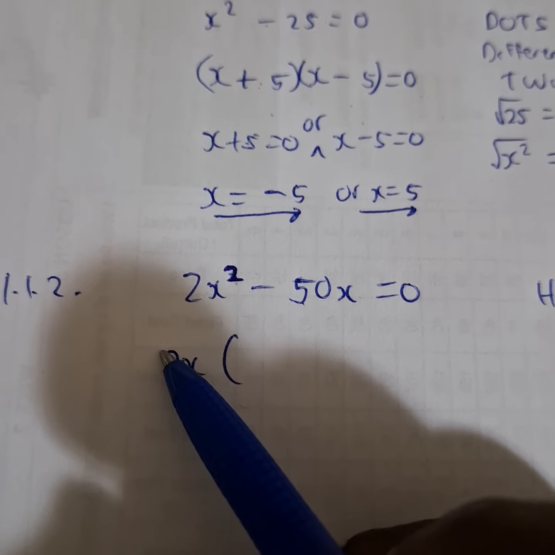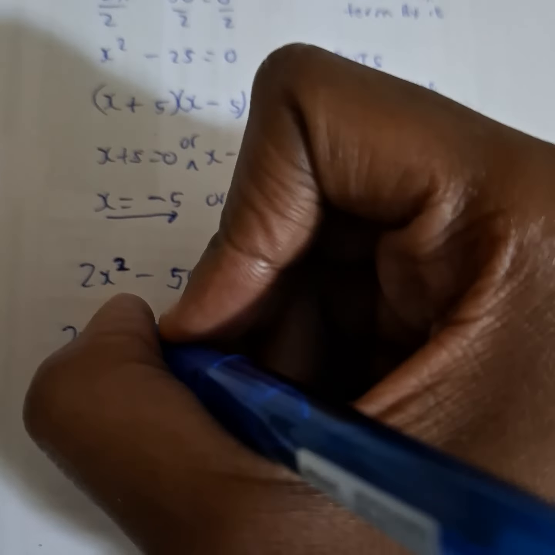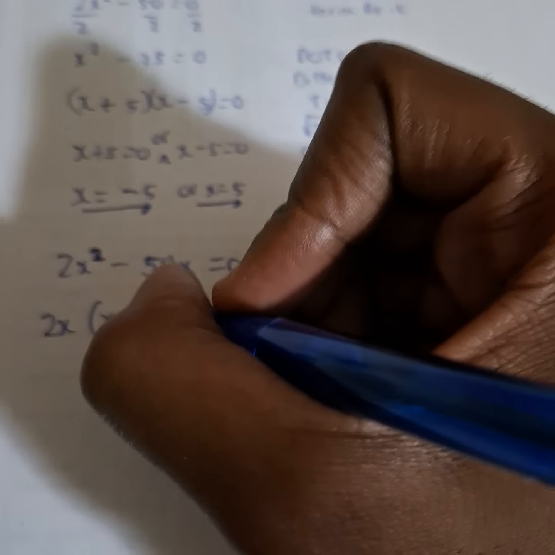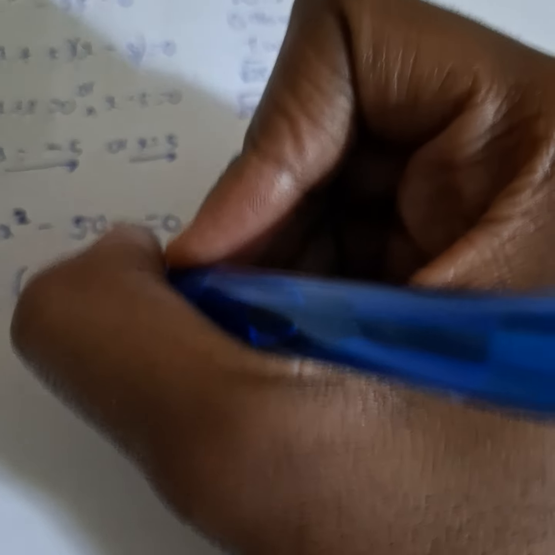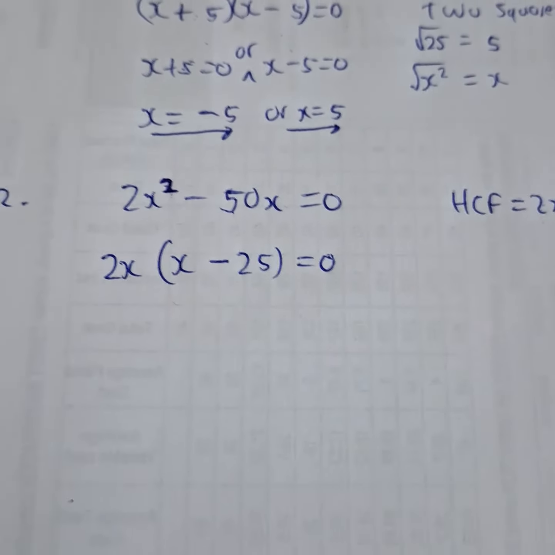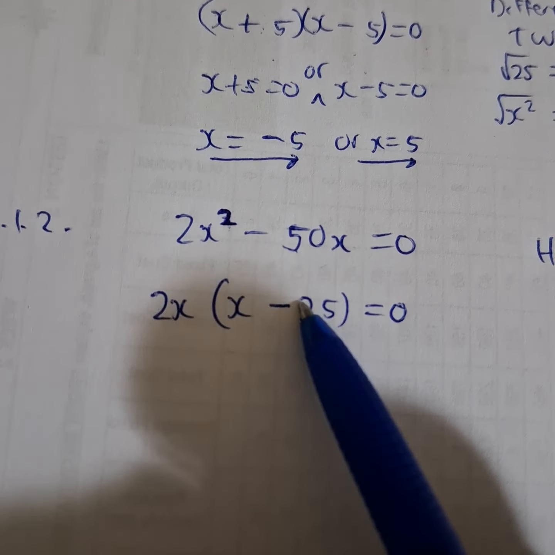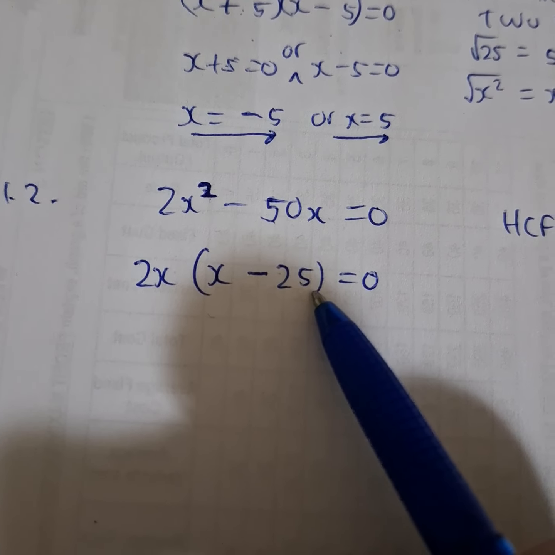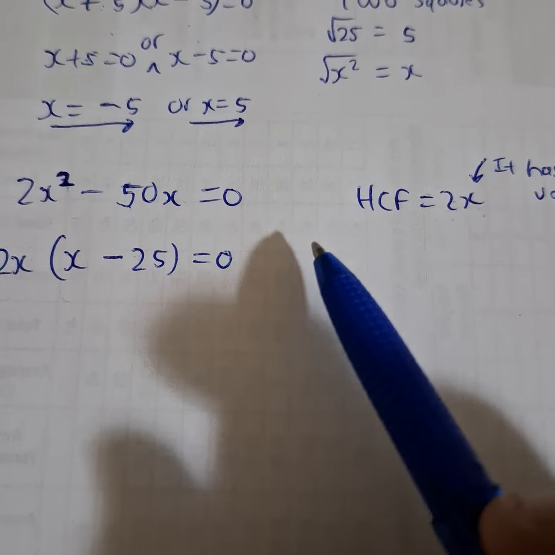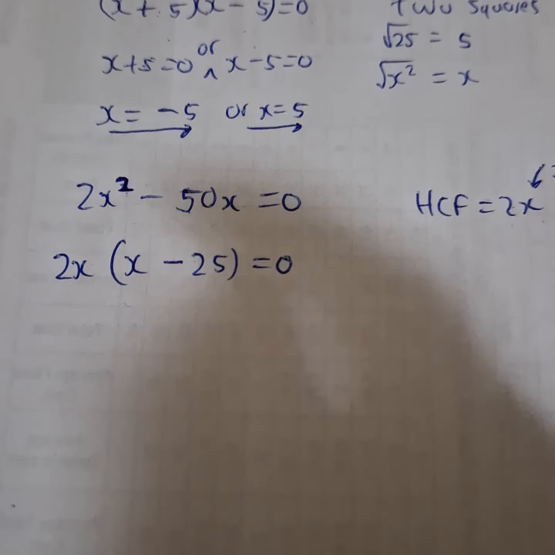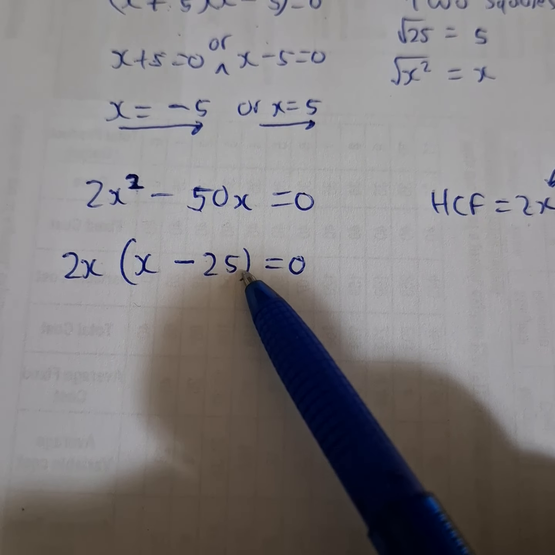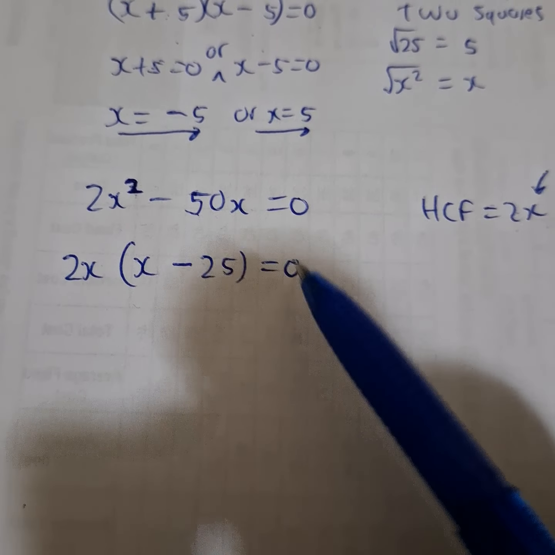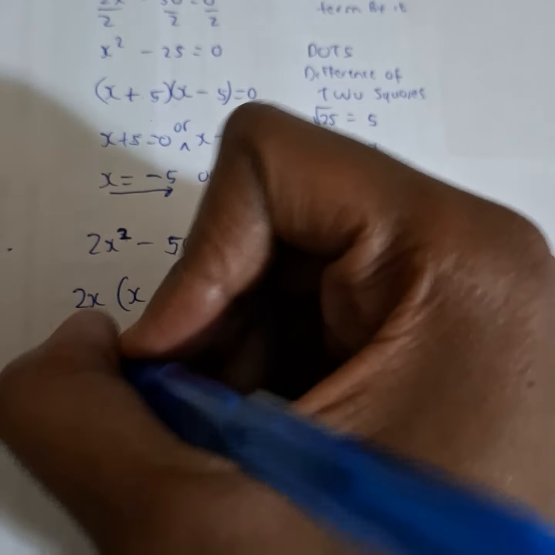Then what is left after we take out 2x? For our first term, we are left with x. For our second term, what are we left with? For our second term, we are left with 25. All right. Now you can see that we have a product. We have the factor 2x and we have the factor x minus 25. So that means now we can go ahead and apply the what? The zero factor law. Why? Because no further factorization can be done, one. And then two, you can see that the two factors' product is equated to 0. So that means we can apply the zero factor law.